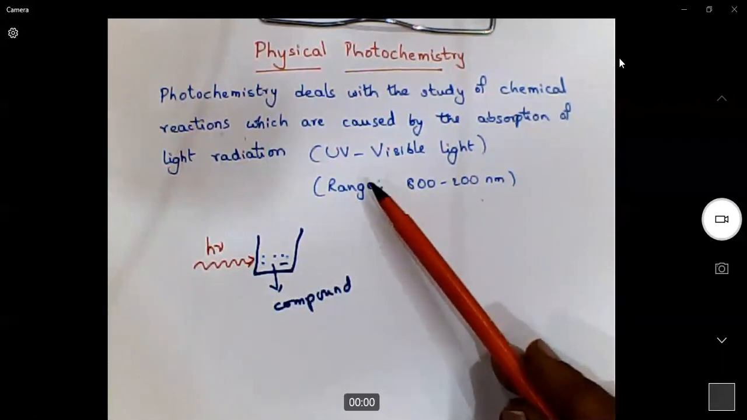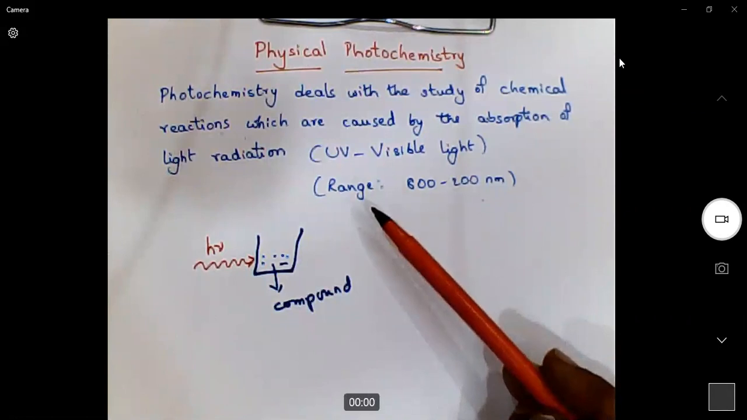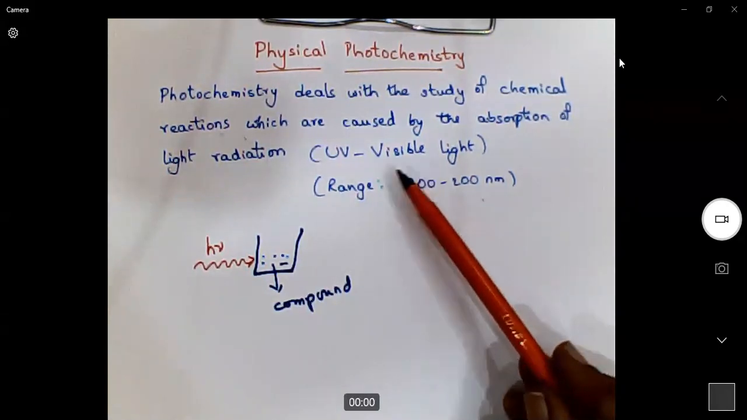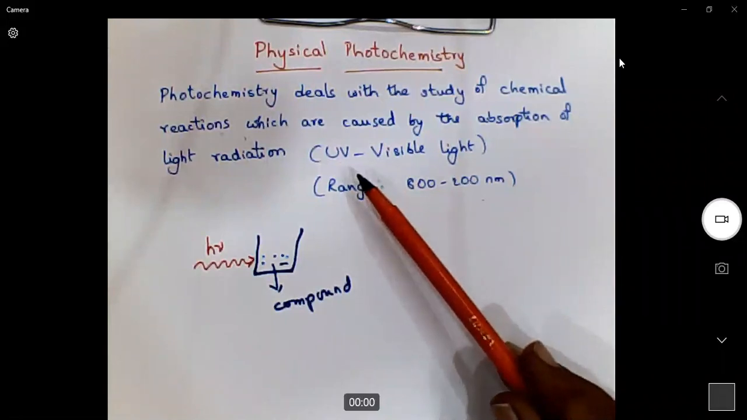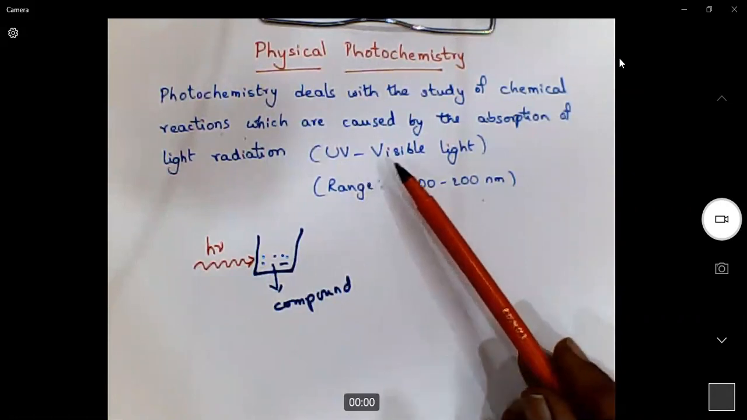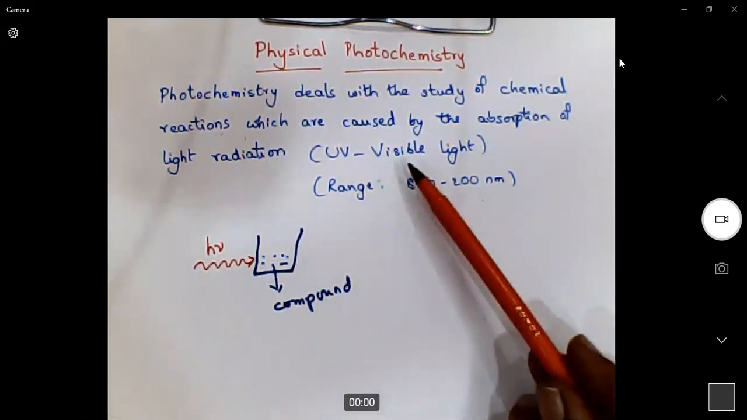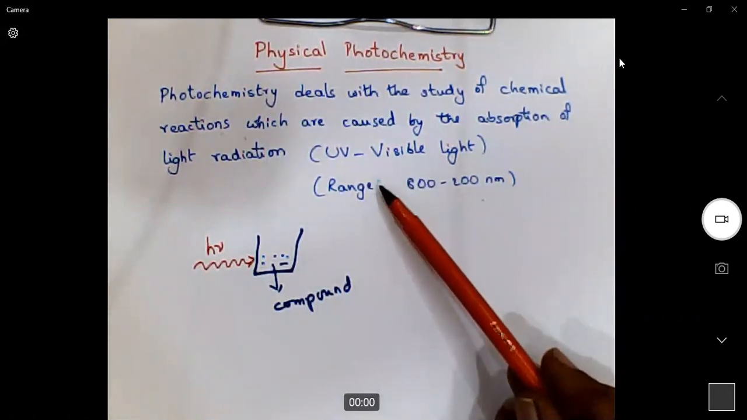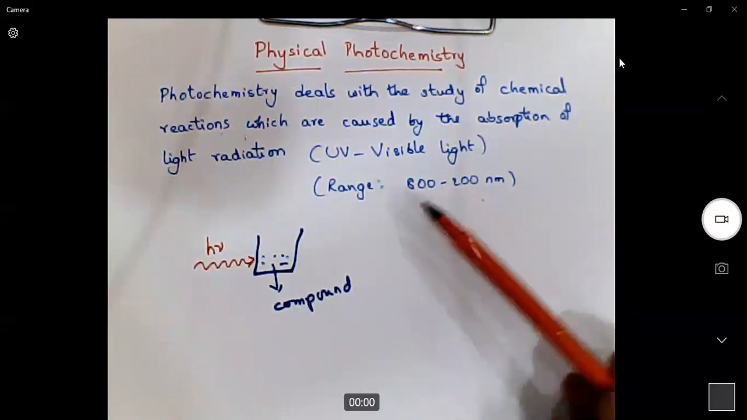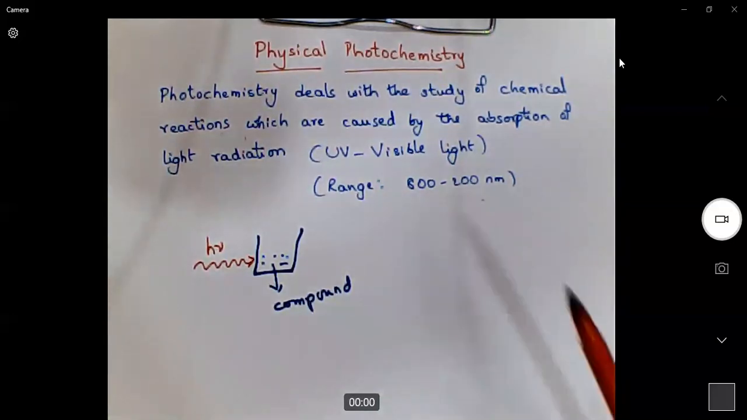In principle, a photocatalytic reaction must also occur under sunlight. Why? Because we are using visible light and near UV light for a photochemical reaction. Generally, sunlight also contains this range of light. So, in principle, a photochemical reaction must also occur under the influence of sunlight. So that is why generally we use this light.